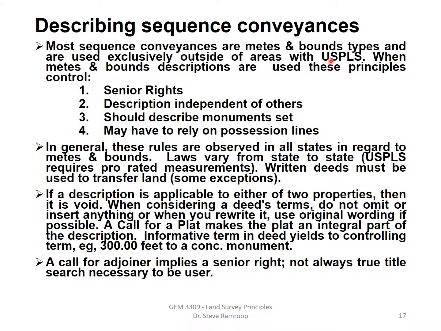Sequence conveyances. Describing sequence conveyances. Most sequence conveyances, we talked about that in previous classes as well, are your metes and bounds types and are used exclusively outside the areas of the USPLS. When metes and bounds descriptions are used, these principles control: senior rights, description independent of others, 3, should describe monuments, 4, may have to rely on possession lines. And this is the hierarchy upon which you're looking for evidence. Priority, senior rights is on top of the list.